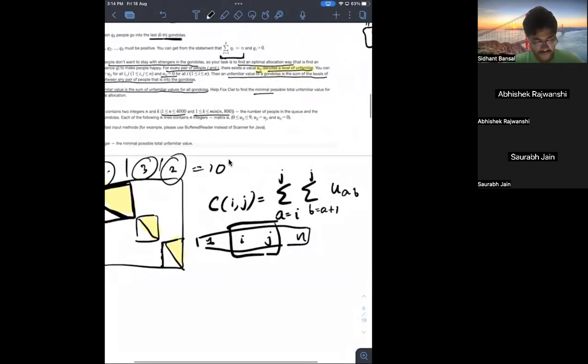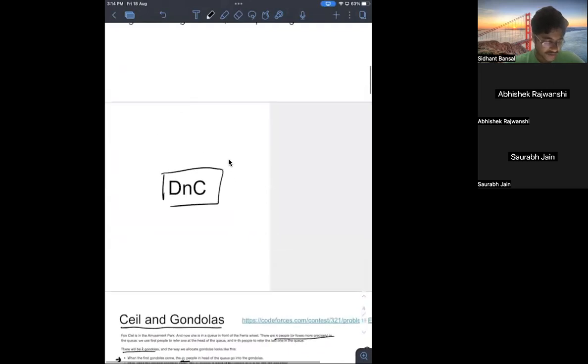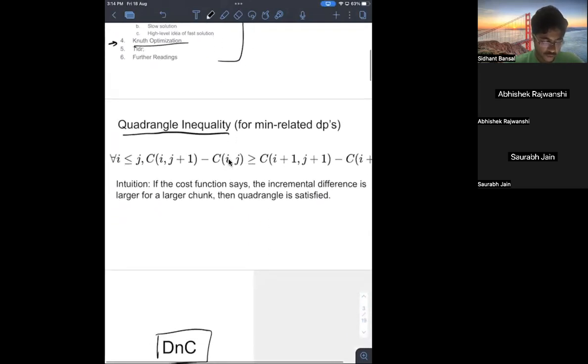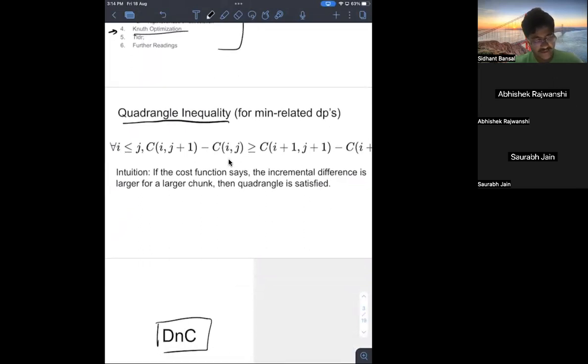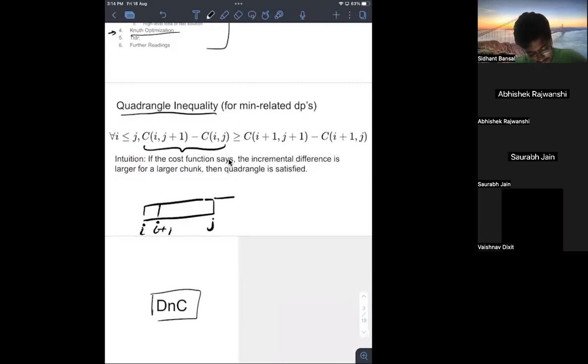Yep. So that's the cost function, right? If this is your i point and this is your j point, the yellow region is your cost function. So notice in this case, can you argue that the quadrangle inequality is satisfied or not? So what is the quadrangle inequality? The inequality says that the incremental difference in the cost function. Think about it this way: there is this index i, there is an index i plus 1, there is an index j, and there is index j plus 1.